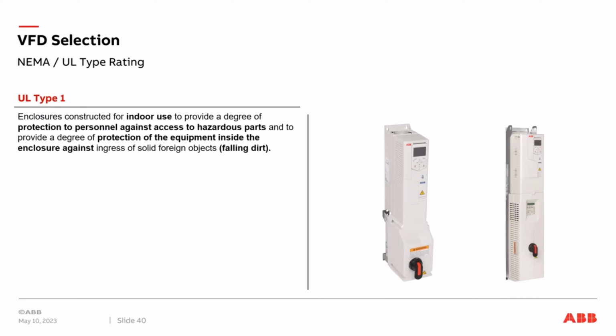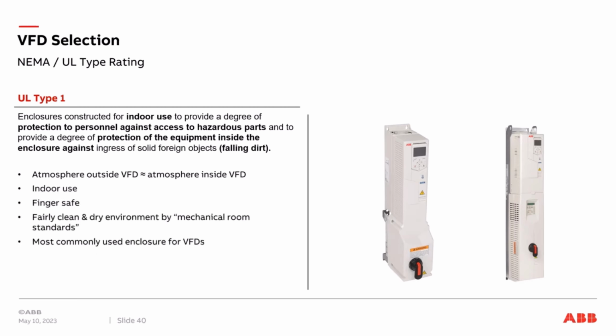and to provide a degree of protection of the equipment inside the enclosure against the ingress of solid and foreign objects. Basically, in a UL Type 1 enclosure, the atmosphere inside is equal to the atmosphere outside. It's for indoor use. It's finger safe. So if you put your fingers up against the vents on the enclosure, you won't actually electrocute yourself. It doesn't stop a person from getting a paper clip and shoving it in there and finding out where power is, but it's designed to be finger safe.